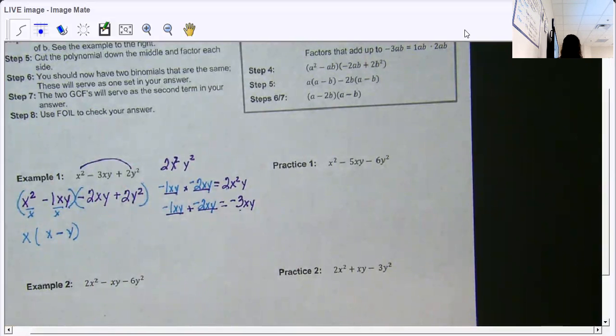So, oh, the x minus, the negative 1xy plus, no. x minus 2y.